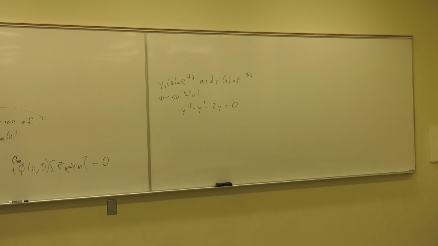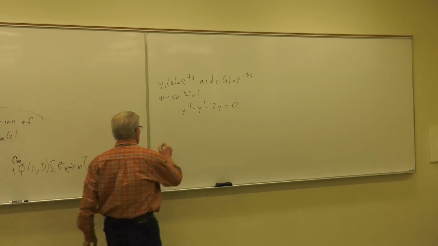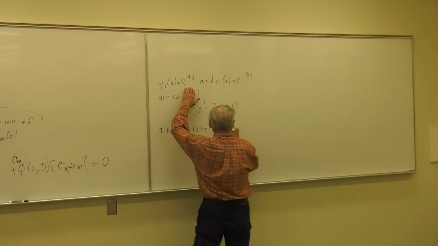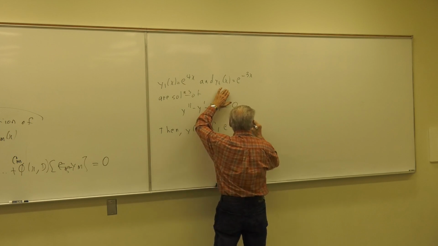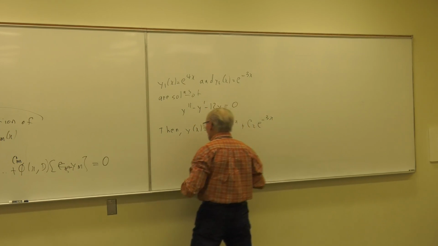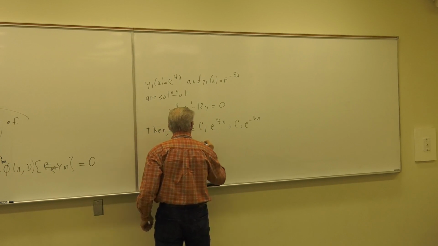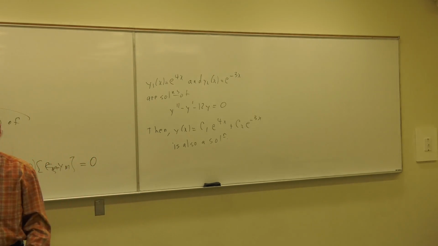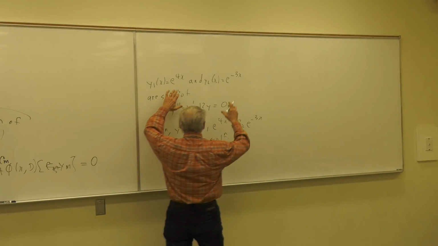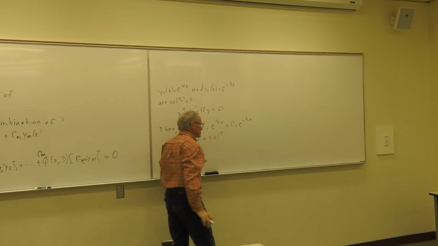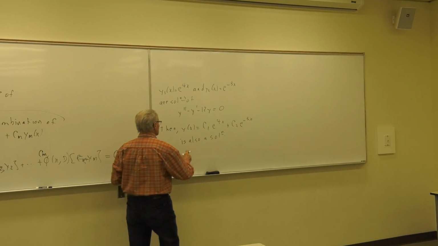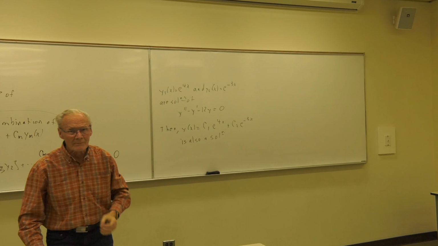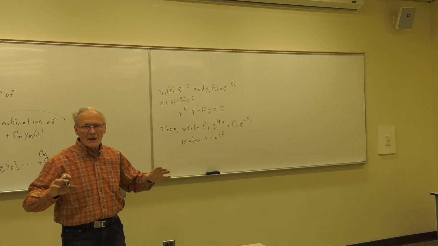Right? So if those guys are solutions, then y of x equal to any constant times this one plus any constant times that one is also a solution. And what I've got now is a two-parameter family of solutions. So from these individual solutions, I now have a two-parameter family of solutions. And that's what I would search for if I've got a second-order differential equation. I'm looking for a two-parameter family. Is it general? Yes, but we don't know that yet.